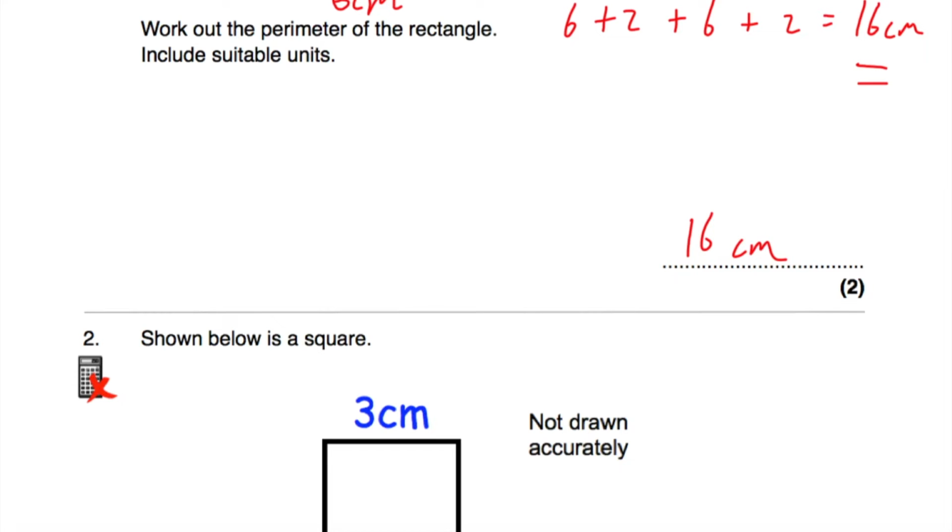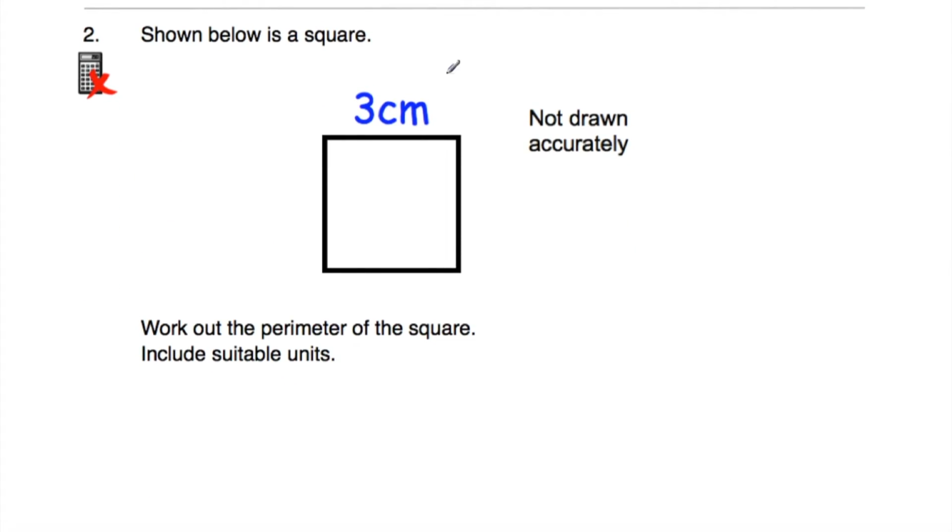Okay, let's have a look at our next question, question number 2. Question number 2 says, shown below is a square. Obviously with a square, all the sides have the same length. So if the length of the top here is 3 centimeters, the length of the right hand side would be 3 centimeters, the length of the base would be 3 centimeters, and the length of the left hand side would be 3 centimeters. And we've been asked to work out the perimeter of the square and to include suitable units.